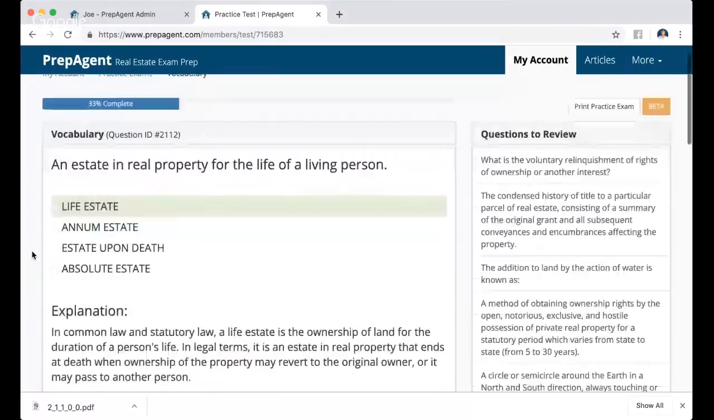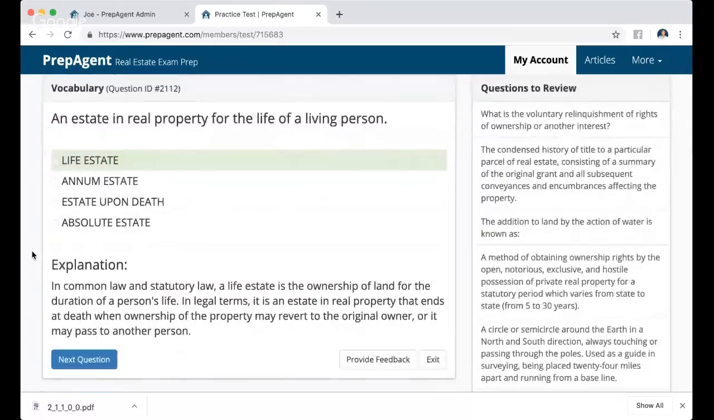Okay, so the life estate. A life estate is when you have the property for the life of another. Is a life estate a freehold estate or a less than freehold estate? What do you guys think? It is a freehold estate.